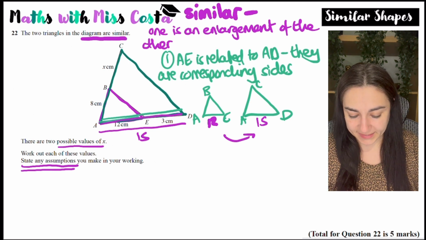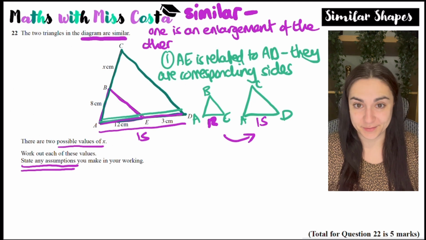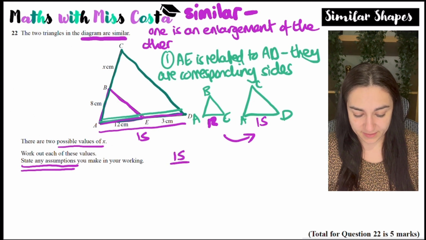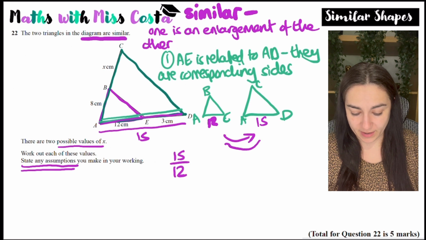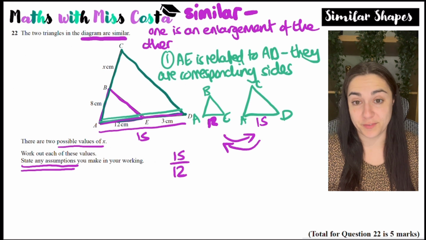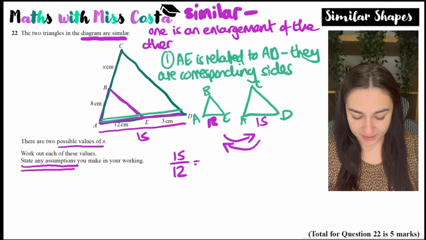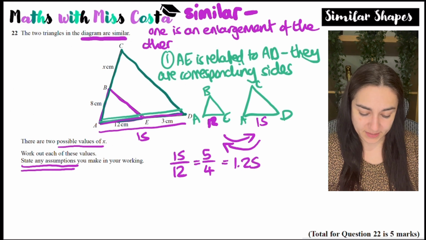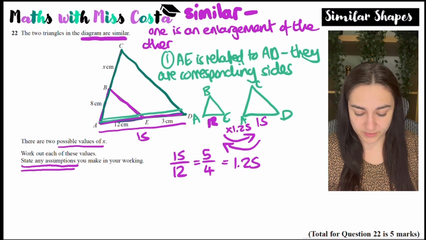So I want to think to myself, what have I multiplied 12 by to get to 15? Easiest way to do that is to do 15 divided by 12, because then I can figure out what I do to get from 12 to 15. 15 divided by 12, simplify it, divide each side by 3. That would give you 5/4. So I know that the scale factor of enlargement must be timesing by 1.25.